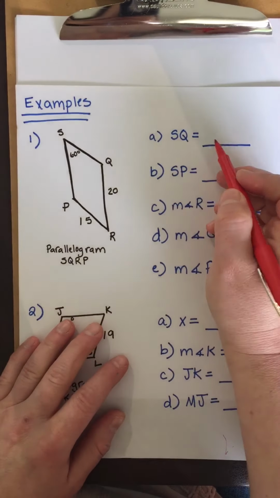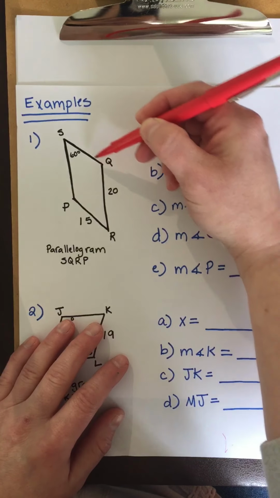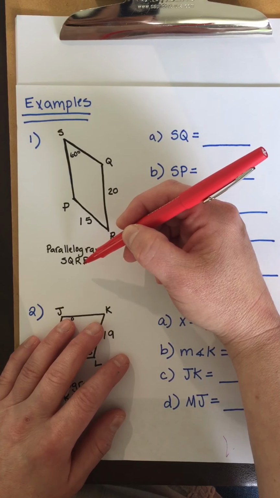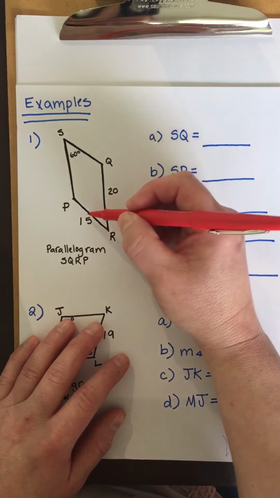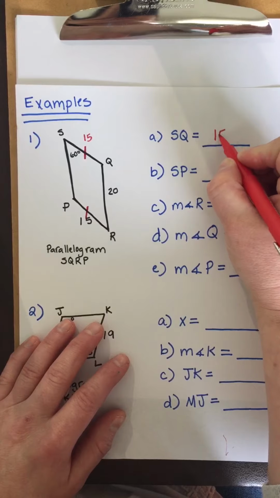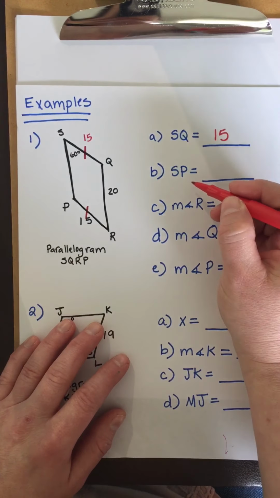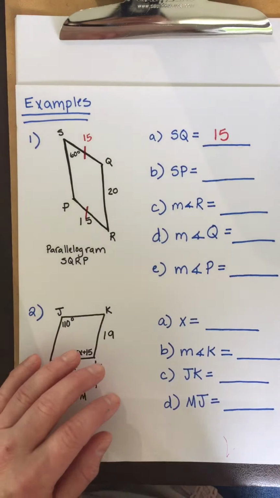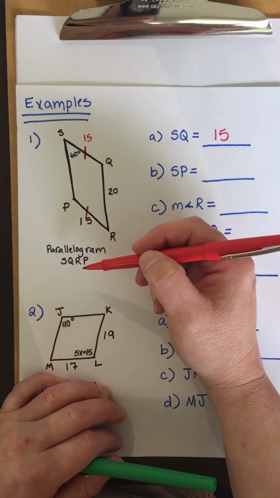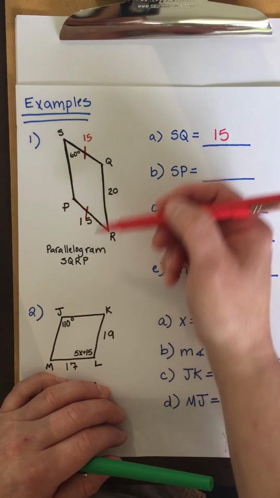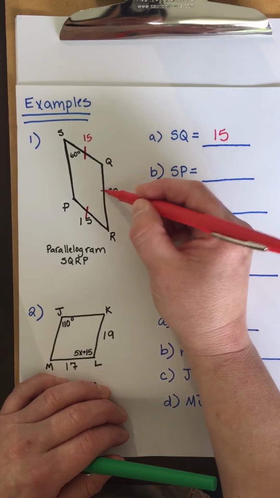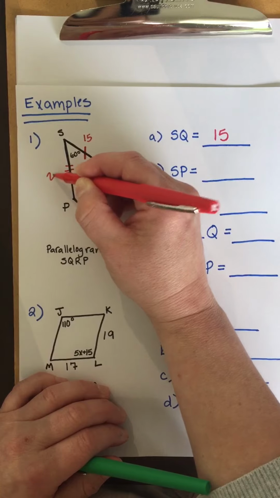It says SQ equals. So here's SQ right here. What do you think SQ equals? Well, I know this is a parallelogram, and I know opposite sides are congruent. So if this side's 15, guess what? Boom, that side's 15 too. All right, the next one is asking me for SP. So here is SP right here. Again, this is a parallelogram, so I know opposite sides are congruent. So the side opposite of SP is QR, and QR is 20. So that means SP would also be 20.